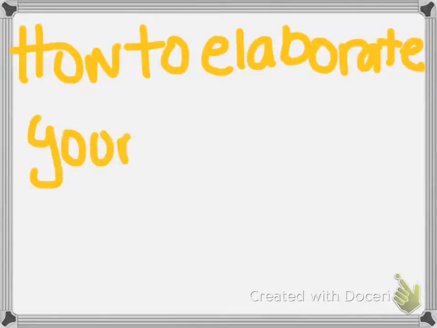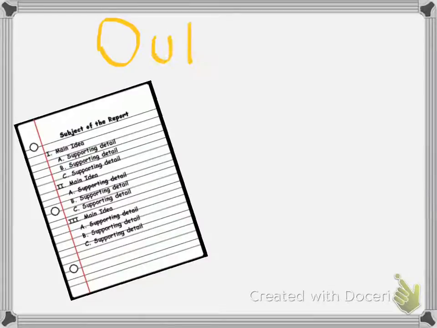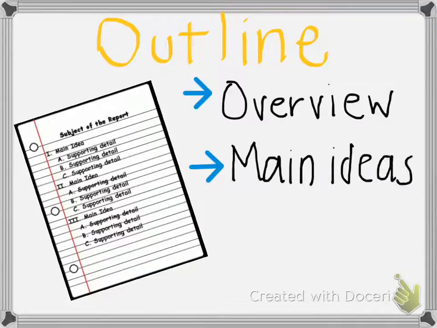How to elaborate your outline. Part 1. First of all, we will have to define what's an outline. An outline is an overview of your project. It's a document where you set out the main ideas that you're going to develop through your paper.